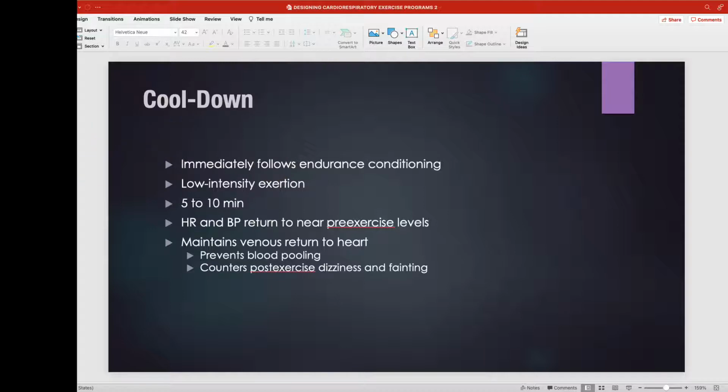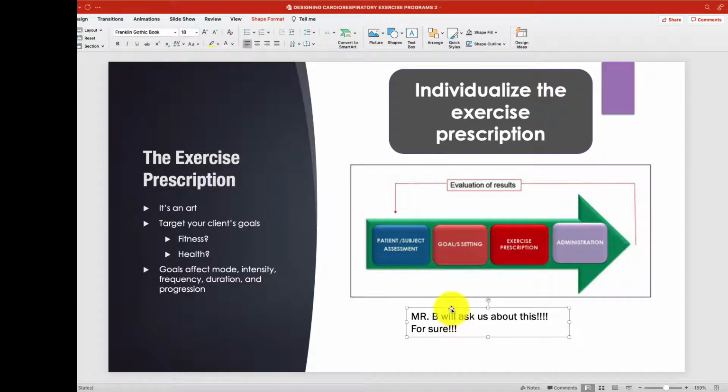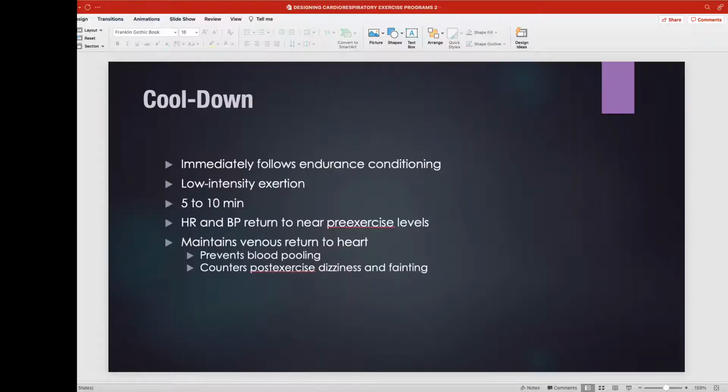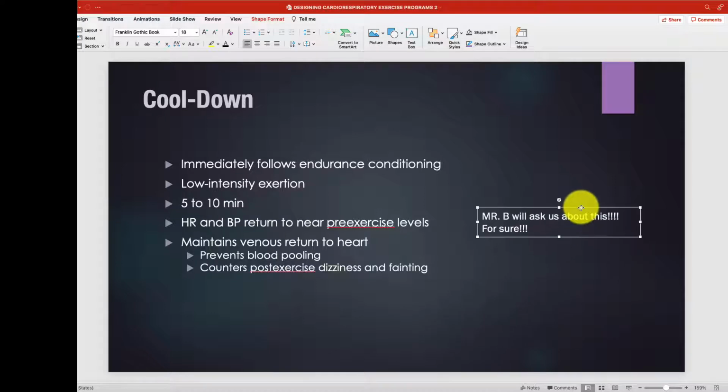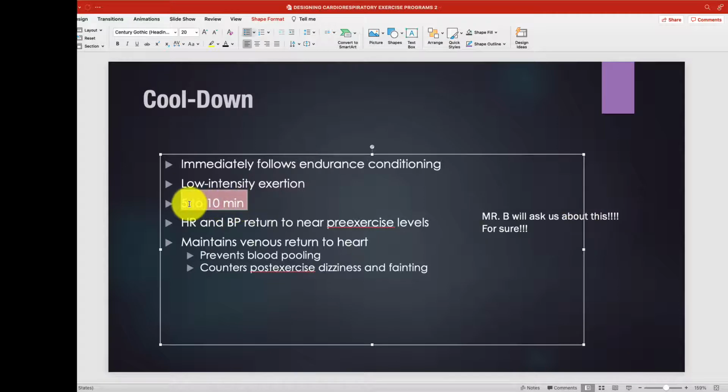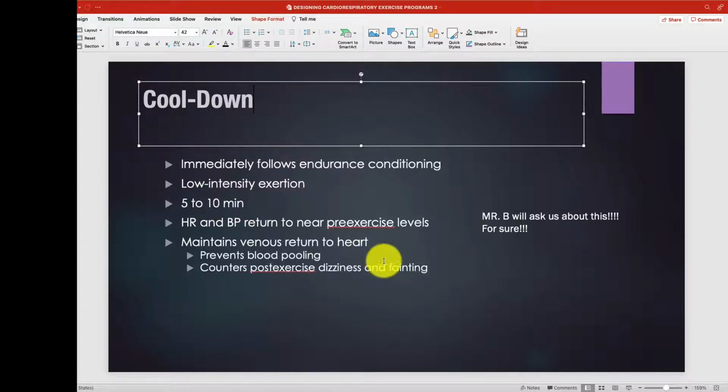So again, these are just simple factors to keep in mind, but let's see if it shows up. Nope, it's not showing up, but let me steal this. These are factors that I am going to ask you about, because I'm going to tell you to design for me what this looks like. So I'm not going to ask you, hey, if we cool down, how many minutes should it be? I'm going to say, hey, you're going to dig deep and you're going to show me what type of stretches you're going to do for 10 minutes. You're going to tell me what the rationale is for doing these stretches for 10 minutes.